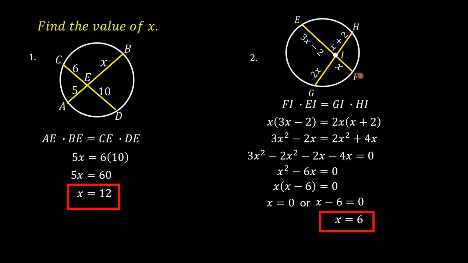Let us check. This is the 6. 3 times 6 is 18. 18 minus 2 is 16. 16 times 6 is equal to 96. 2 times 6 is 12. 6 plus 2 is 8. 8 times 12 is also 96. The product here is 96. The product here is also 96. So the value of x is correct. X is equal to 6.